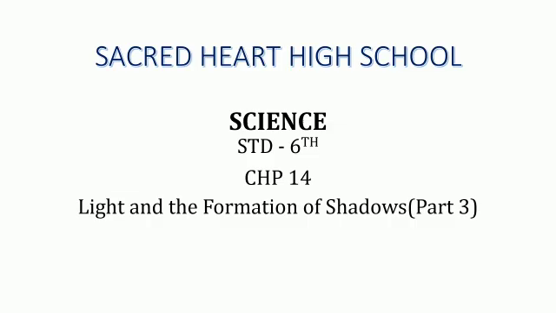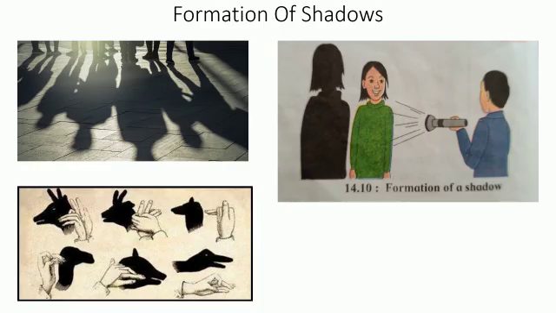Today we will study chapter 14, Light and the Formation of Shadows, part 3. Formation of Shadows. Let's try an activity. Take an electric torch, flash its light on a wall. Now make your friend stand in between the torch and the wall. What happens? When your friend stands in between the torch and the wall, a dark image is created on that wall. What is that dark image? Let us see.